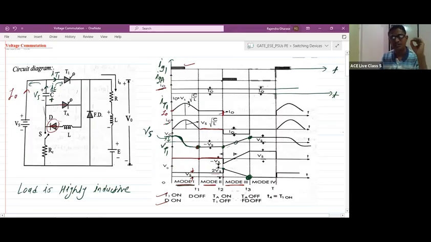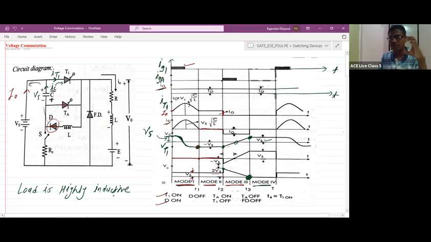As the discharging path is not available for the capacitor, during mode 4, the capacitor will hold the same voltage, that is Vs. So during mode 4, Vc is equal to Vs only, because the discharging path is not available. So if Vc is equal to Vs, what about the Vt1? That is the voltage across thyristor T1. Voltage across thyristor T1 is equal to Vs minus the voltage across the load.